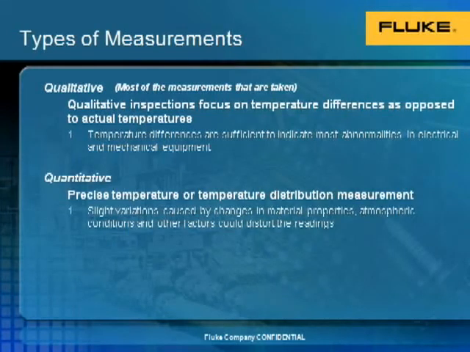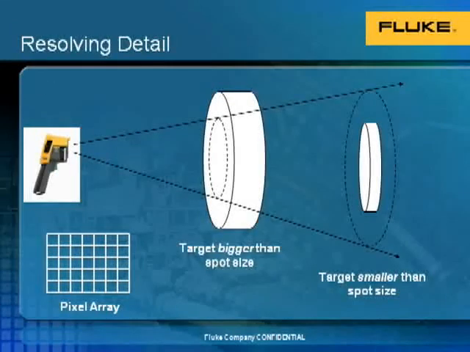The second measurement type is quantitative. This focuses on precise temperature measurement. Due to slight variations caused by material properties and atmospheric conditions, as well as other factors, these temperature readings can be difficult to obtain. For this reason, again, most measurements are qualitative in nature.